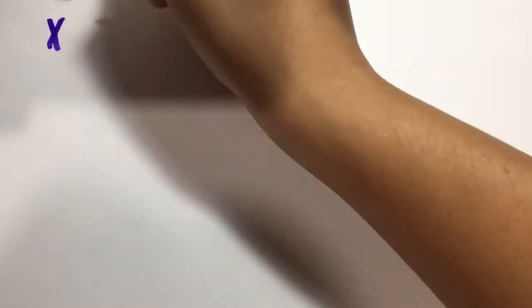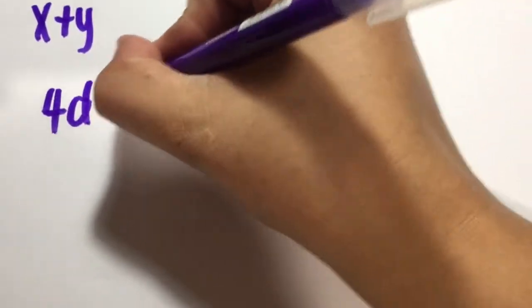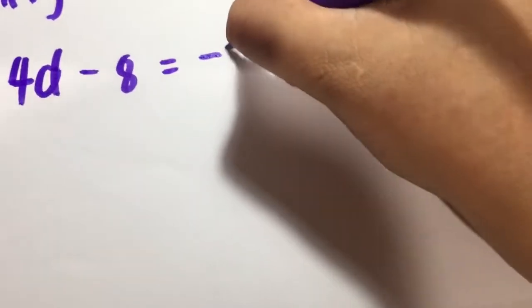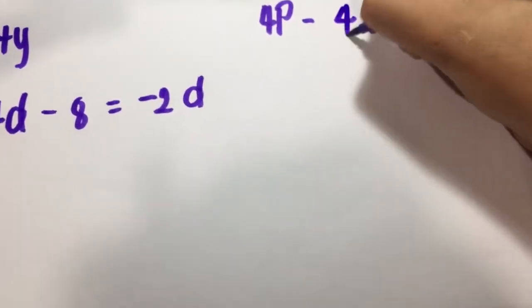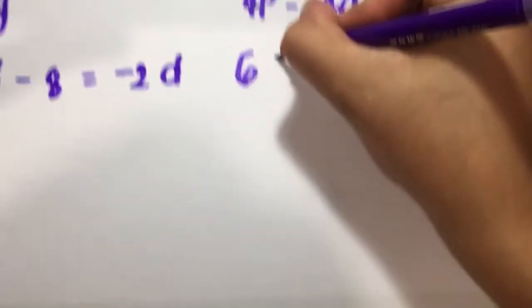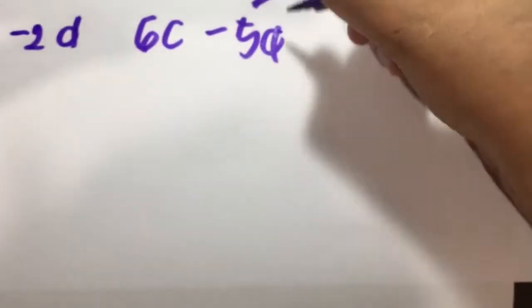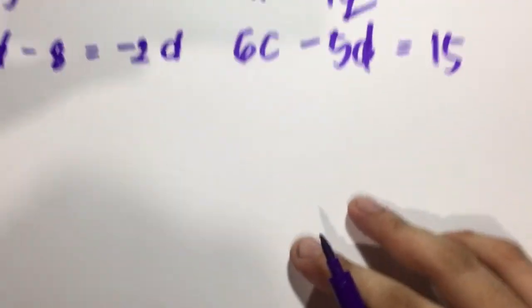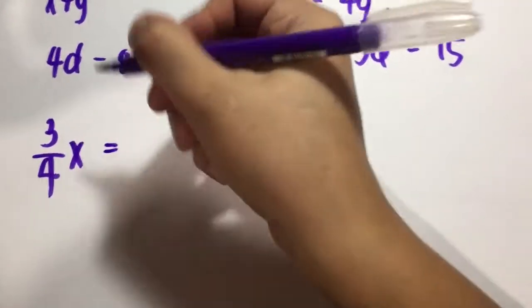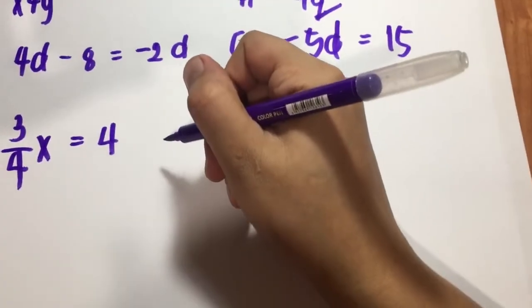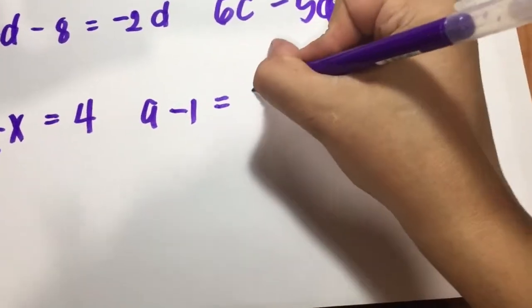We have x plus y, 4d minus 8 equals negative 2d. 4p minus 4q, 6c minus 5d is 15. 3/4 x equals 4. And lastly, a minus 1 is 9.